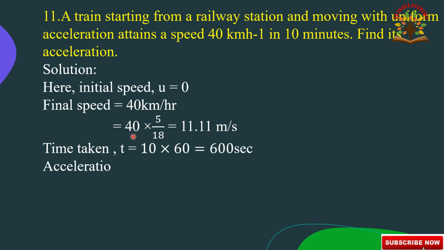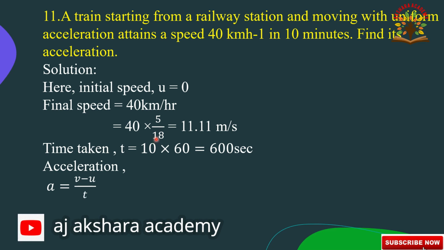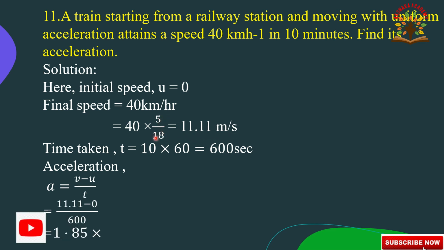Converting 40 km per hour to meters per second, we should multiply with 5 by 18. So we are getting 11.11 meters per second. Time taken is given as 10 minutes. Converting into seconds, 10 into 60, that is 600 seconds. They are asking to find its acceleration.